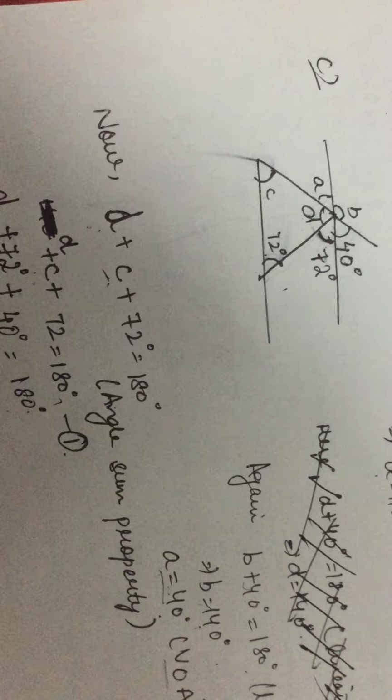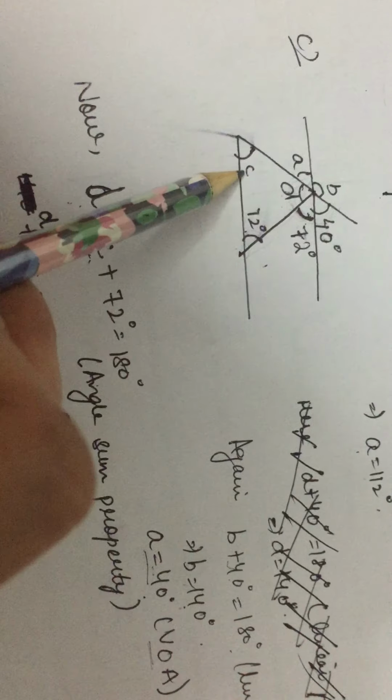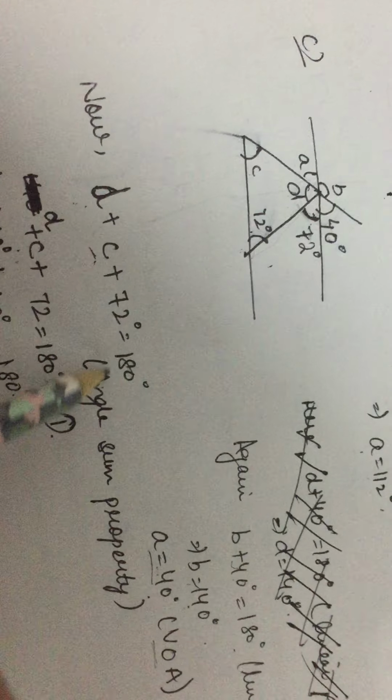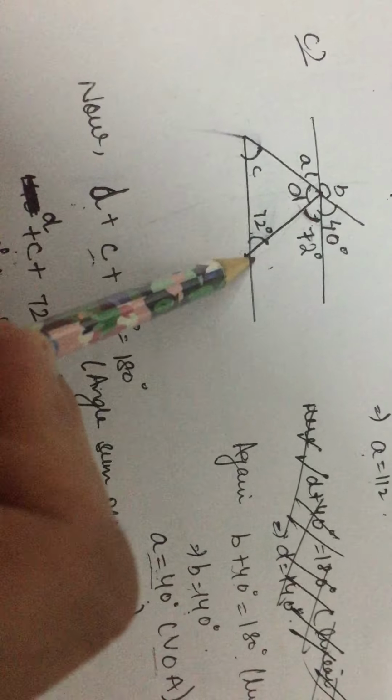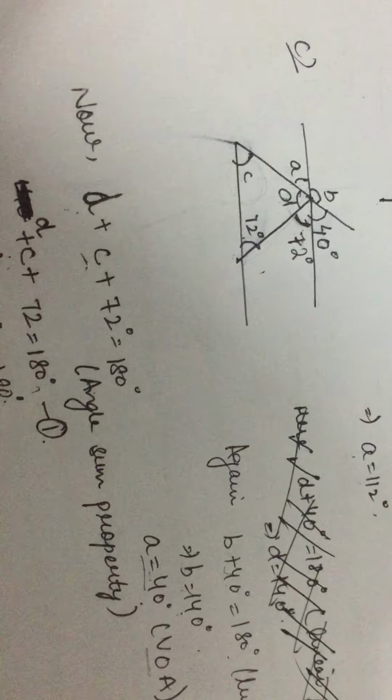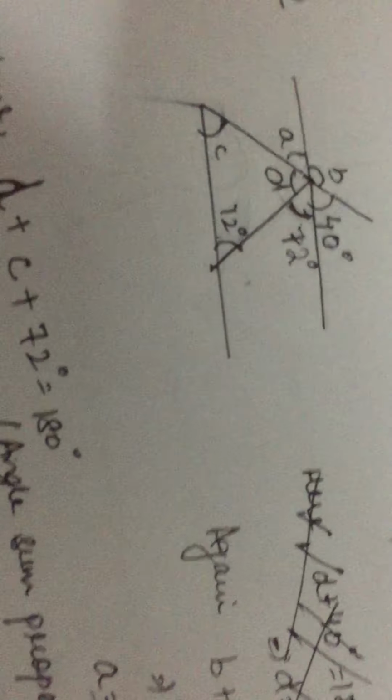After calculating D, what we will do? We know one condition, that D plus C plus 72 is 180 degree. This is angle sum property of a triangle. Three angles add up to 180 degree. So this way you can calculate C also. So this question is your home assignment.